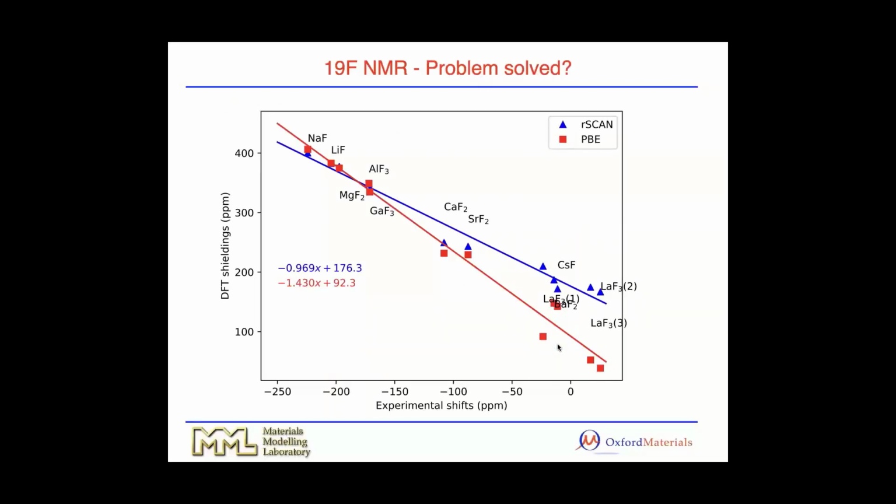What about fluorine? Okay, so if we go back, we had the red line here, which was the PBE results with a gradient of about 1.4, 1.5. The rSCAN results are much closer to 1. Okay, so rSCAN, bringing in that extra piece of physics, is now doing a much better job at predicting the fluorine chemical shifts. So it looks like that's a problem that's essentially solved now. So I'd encourage you to explore the effect of the rSCAN functional in NMR calculations.